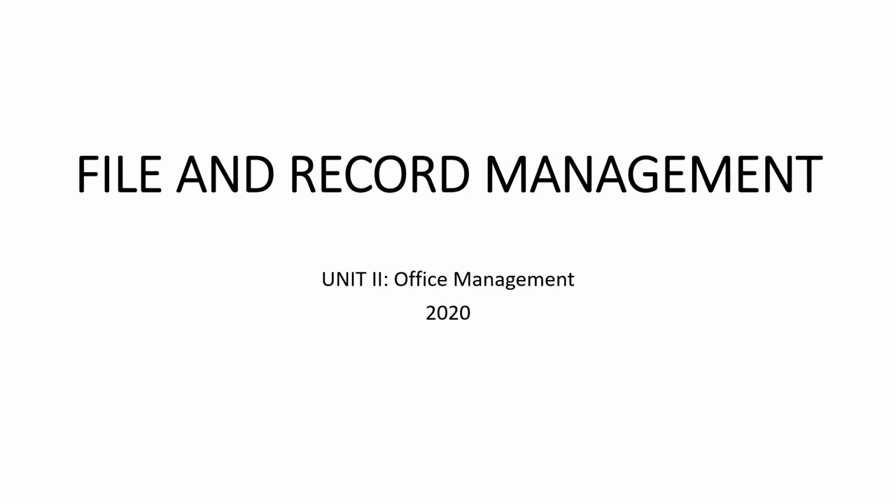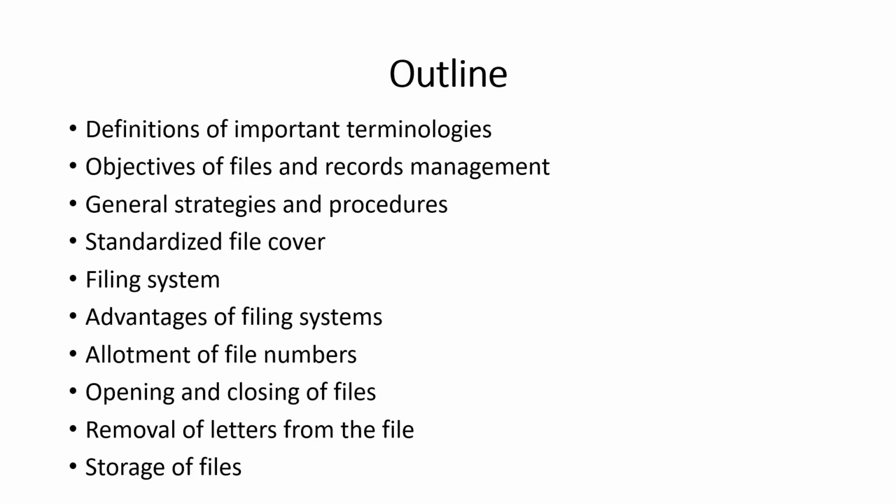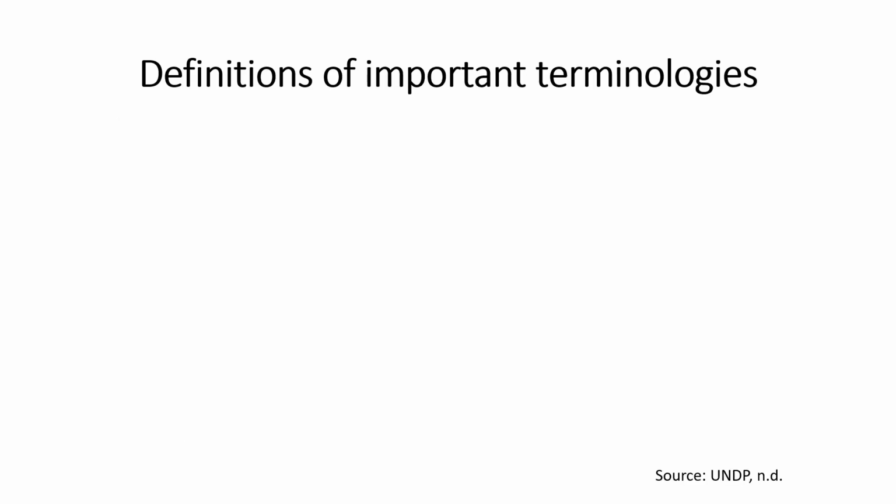Hello everyone, today we'll be learning about file and record management. Under this topic, we'll be looking at definitions of important terminologies, objectives of files and records management, general strategies and procedures, standardized file cover, filing system, advantages of filing systems, allotment of file numbers, opening and closing of files, removal of letters from the file, and storage of files.